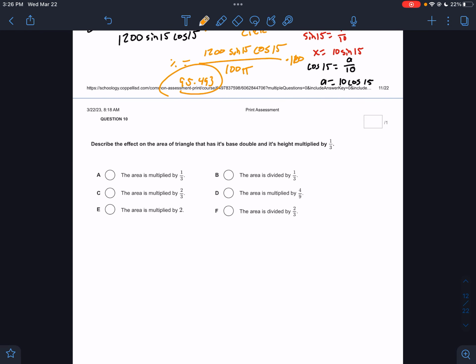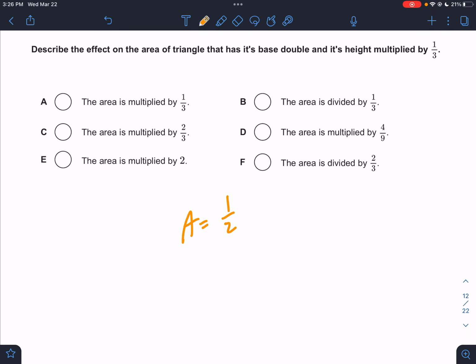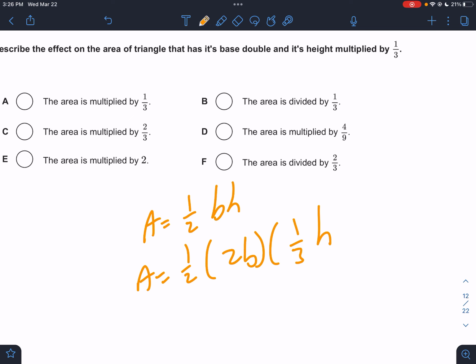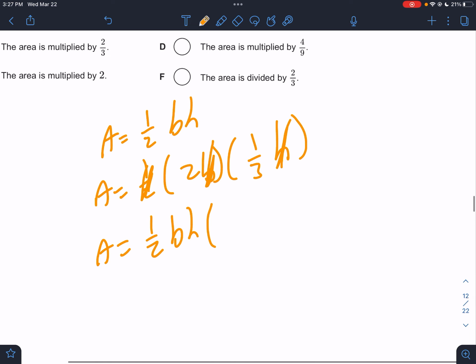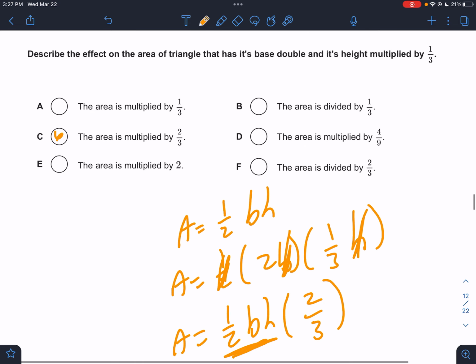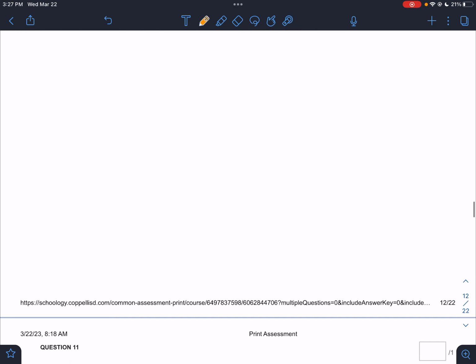Describe the effect on the triangle if its base is doubled and its height is multiplied by 1/3. So it's a triangle. The area of a triangle is 1/2 base times height. The new base would be twice as much. The new height would be 1/3 as much. When you're doing this, don't mess with the original numbers. Let's actually pull those out. If I pull out the 1/2 base times height, what am I left with? I'm left with 2 times 1/3. So it's the original triangle times 2/3.